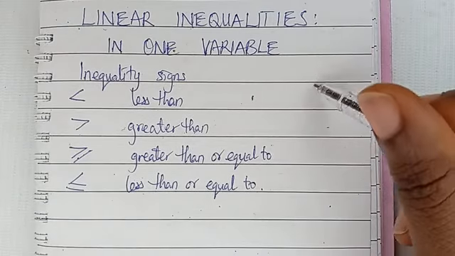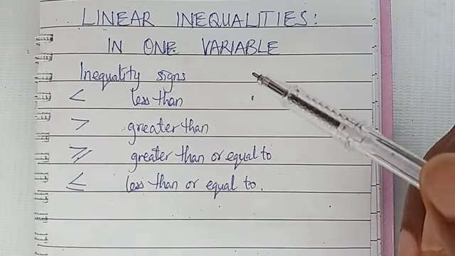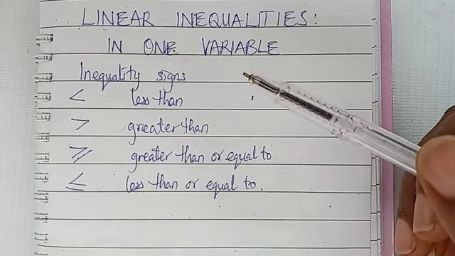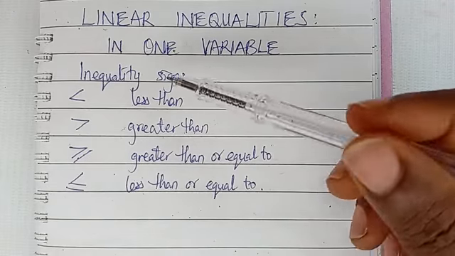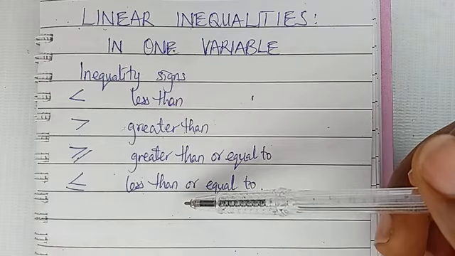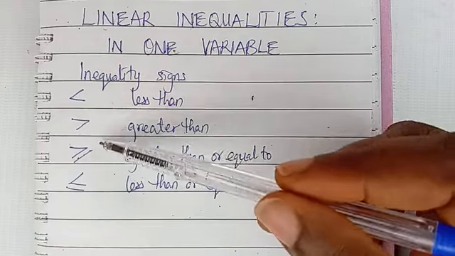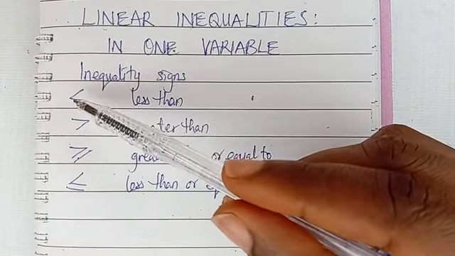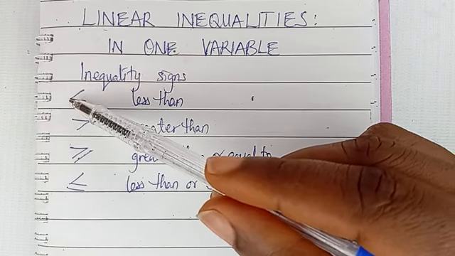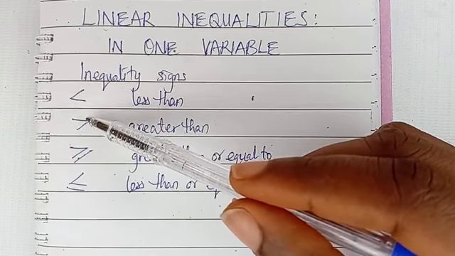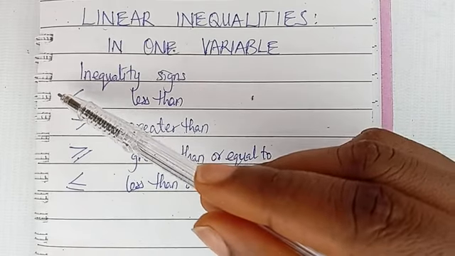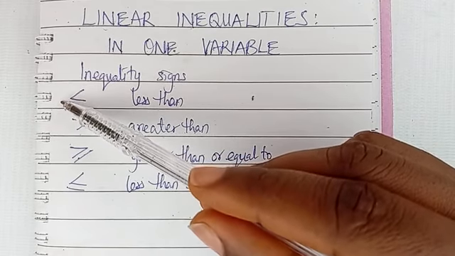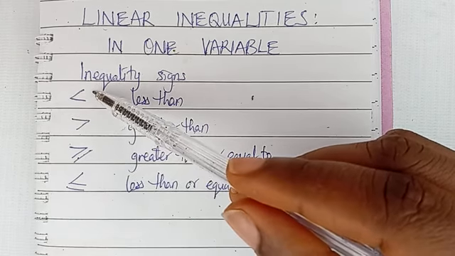In this video, we'll be dealing with linear inequalities in one variable. Before we get to how to solve that, we are going to do a recap of the inequality signs. This means less than. We can see the shape, it is tinier at this point and open or bigger at this other end. So whatever is here is less than whatever is here.